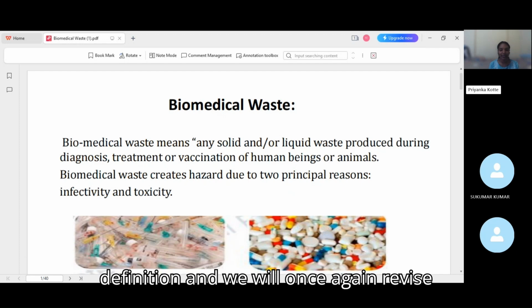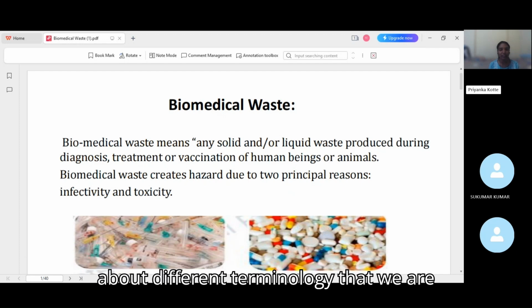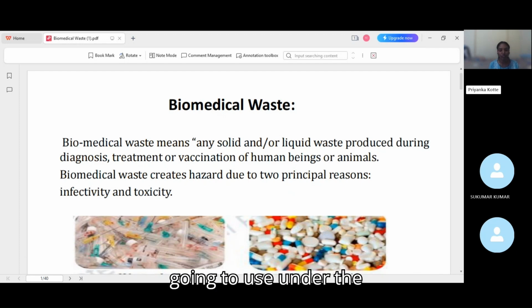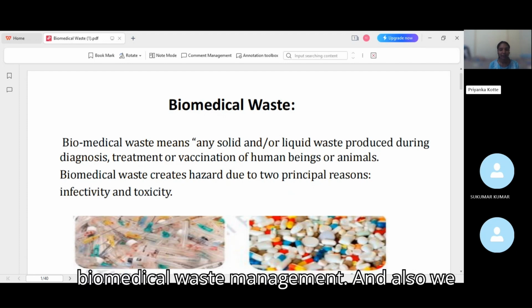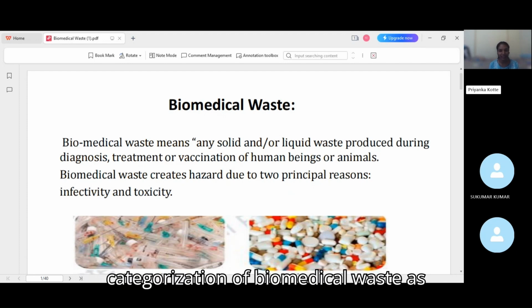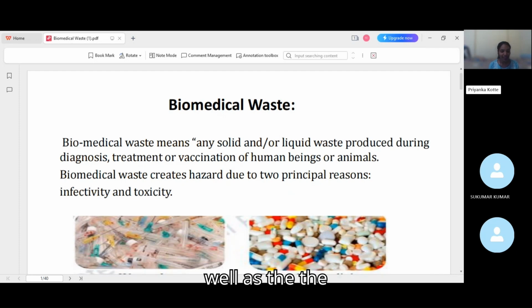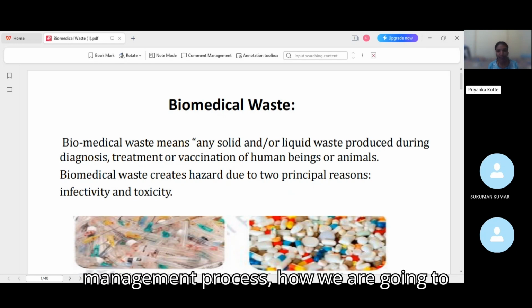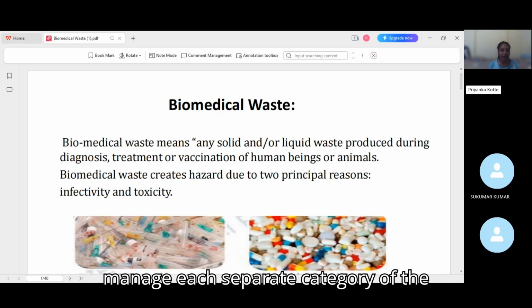and we will once again revise the different terminology that we are going to use under biomedical waste management. Importantly, we will also see the categorization of biomedical waste as well as the processing. So we will see the management process, how we are going to manage each separate category of the biomedical waste.